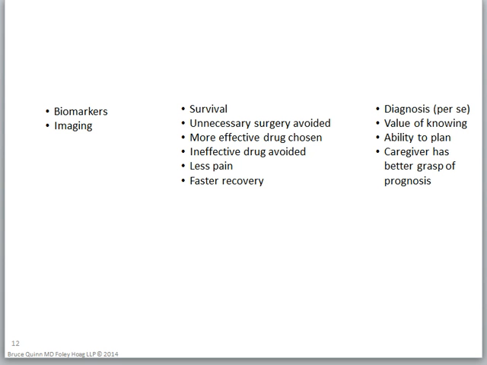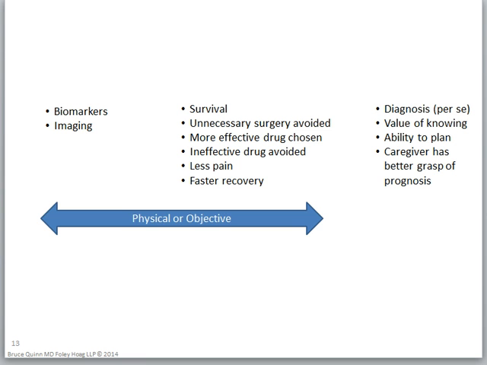On the other hand, on the left, we have outcomes measured only by biomarkers or imaging. And on the right, we have what people would call softer outcomes. We have a diagnosis, but we haven't yet tied it to anything else. The value of knowing, the ability to plan, perhaps a caregiver has a better grasp of prognosis. The 2 columns on the left and in the middle are physical or virtually objective. Probably less pain we can throw in as being essentially objective.